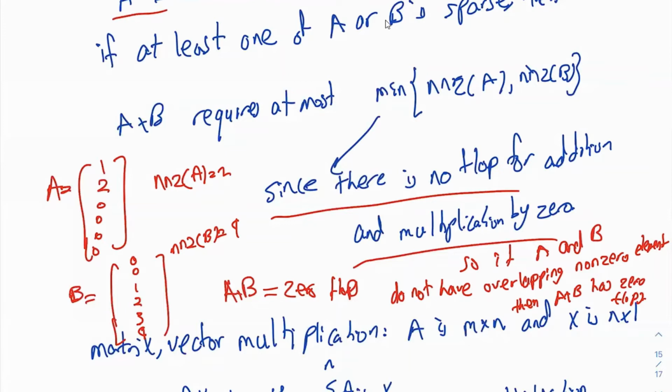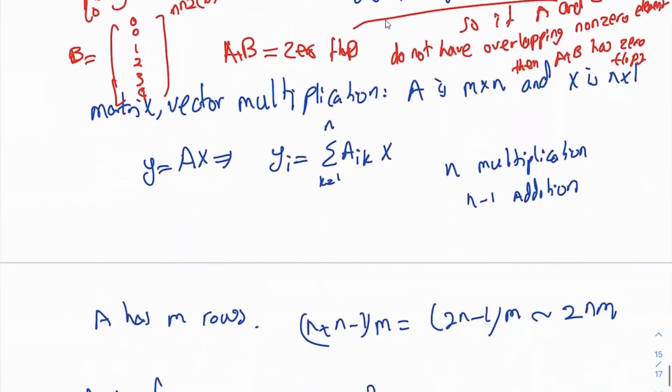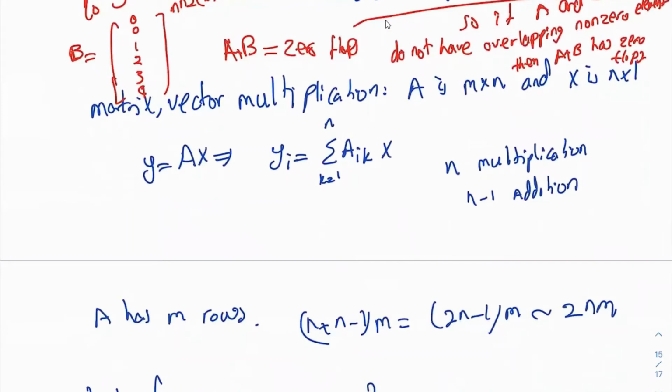So we can define it based on a bound, right? So the number of flops of A plus B is less than or equal to the minimum of NNZ of A and NNZ of B. And that's sufficient for us for complexity. We are talking about the big O notation, right? So it's less than or equal to this quantity. Okay, so that's for the addition. Now let's talk about the matrix vector multiplication. So assume general again, A is n by n, and x is an n by 1 vector.